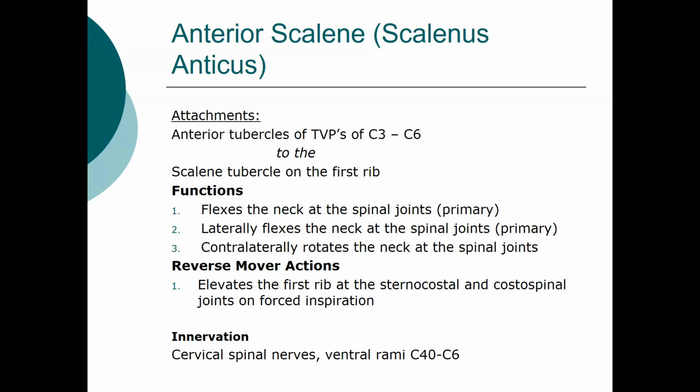Its functions: it flexes the neck at the spinal joints, which is its primary action. It laterally flexes the neck at the spinal joints, which is also primary. It also contralaterally rotates the neck at the spinal joints. Its reverse mover action is exactly the same as medius. It elevates the first rib at the sternocostal and costospinal joints on forced inspiration. Its innervation is the cervical spinal nerves, ventral rami, typo there, sorry guys, should be C4 to C6. So, ventral rami of C4 to C6.